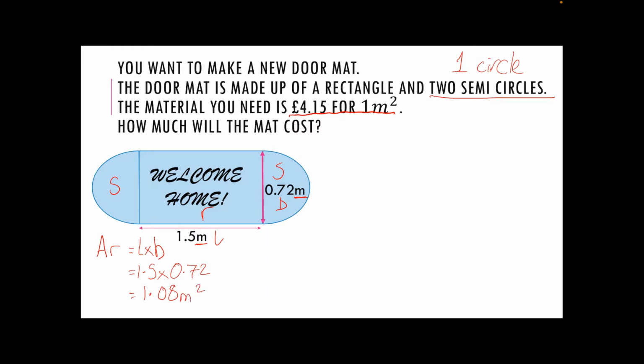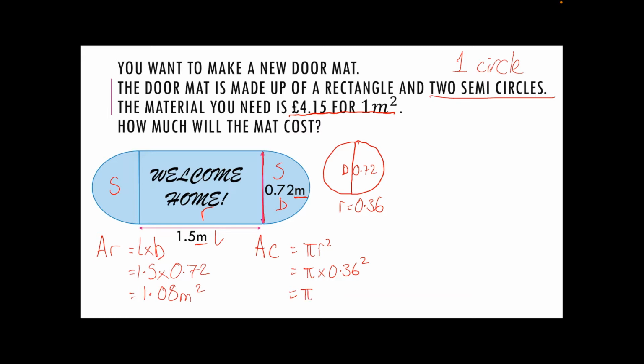Then I am just going to do the area of a full circle because our two semicircles combined make one full circle. So my area of a circle is pi r squared, and in this case we know that from the top of the circle down to the bottom going through the centre is that 0.72, so that must be our diameter. That means our radius is half of that, so it's going to be 0.36. We are then doing pi times by 0.36 squared.